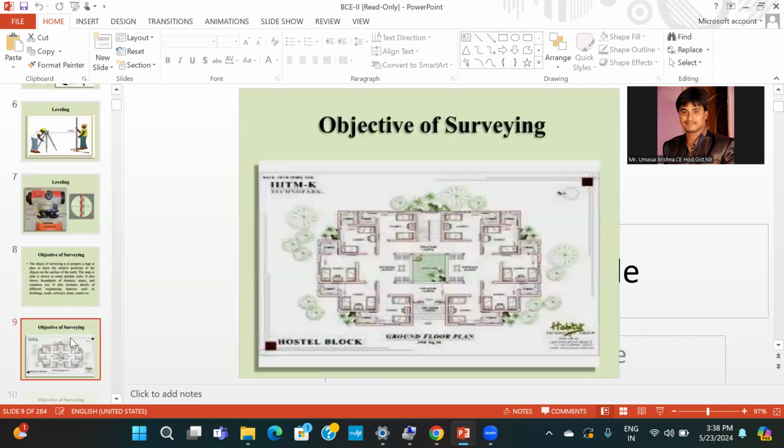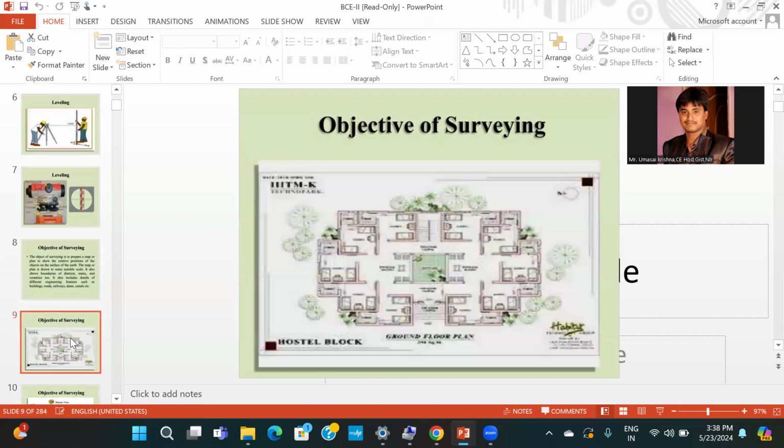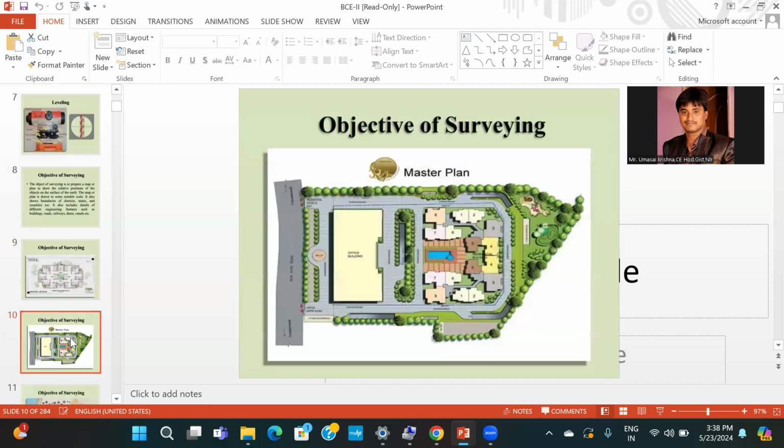Before going to leveling, we will see the objectives of surveying. So the objective of surveying is to prepare a map or a plan by showing the relative positions of the objects on the earth surface. So here you can see just a plan of a building, and here you can see a master plan.